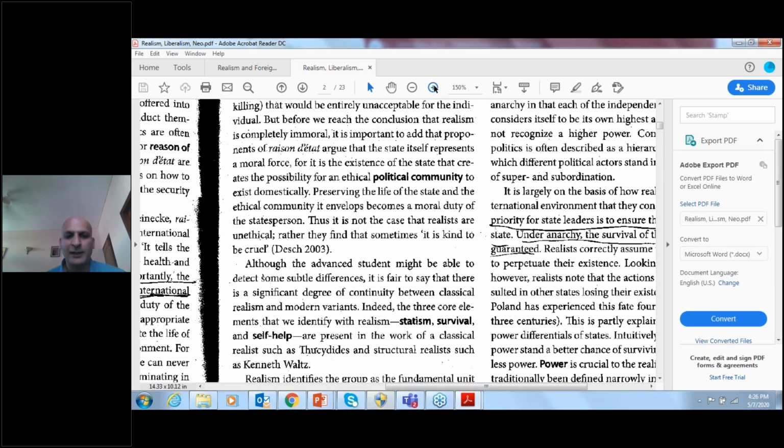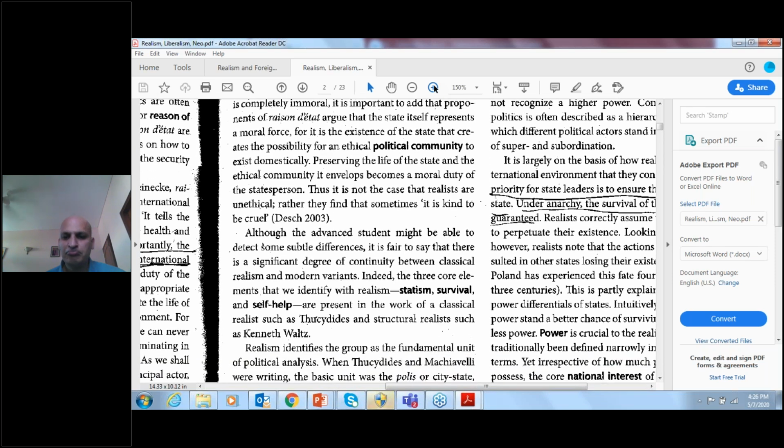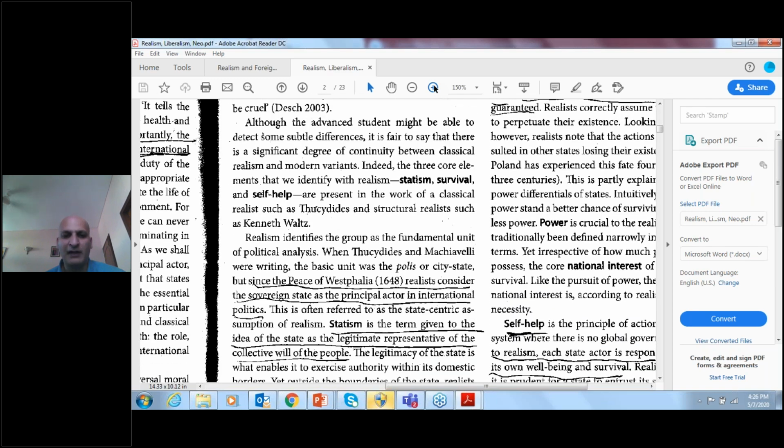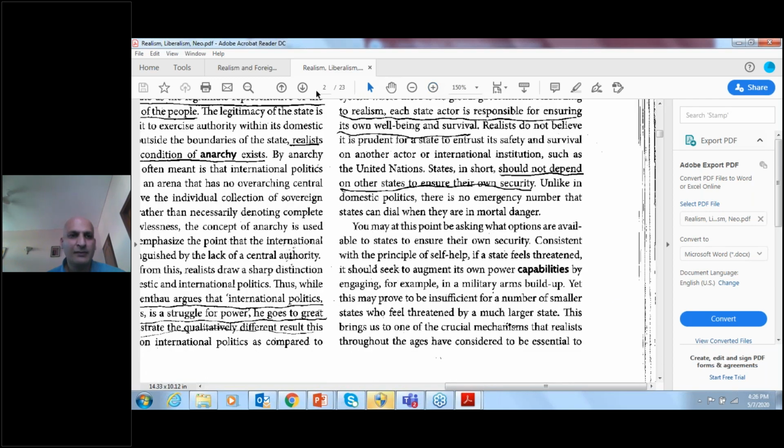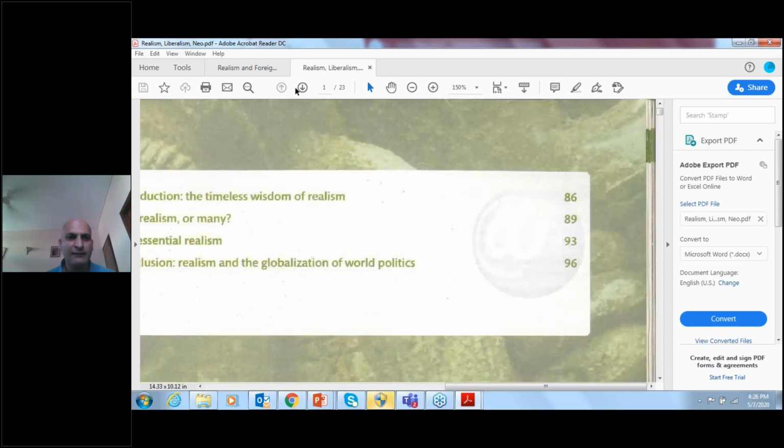Again, they focus on power and self-interest. That focus remains.